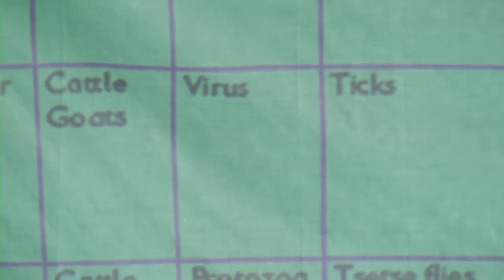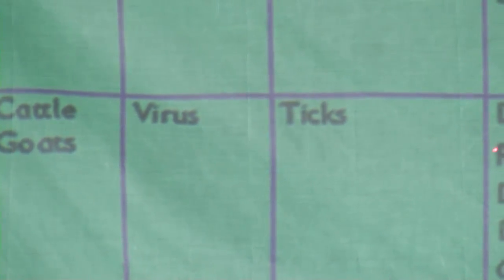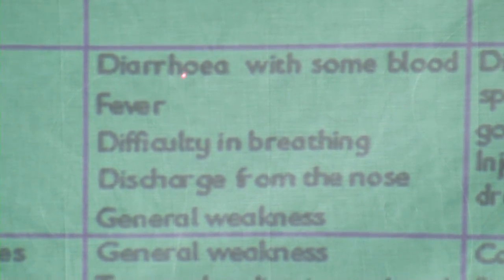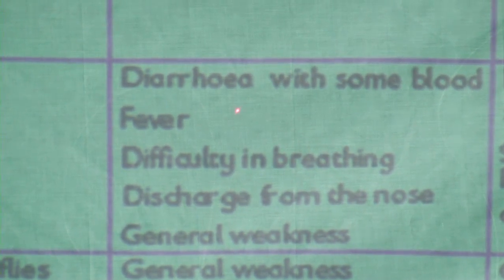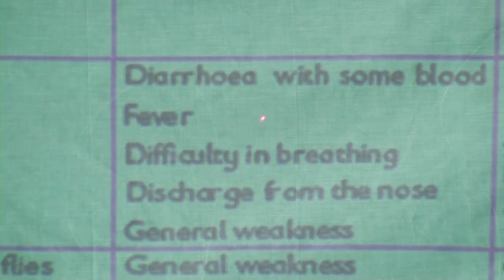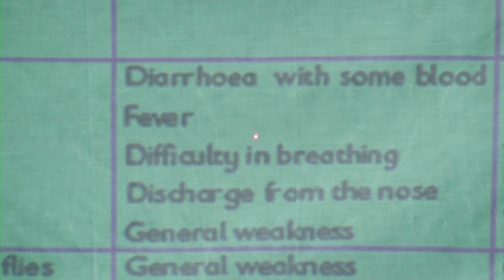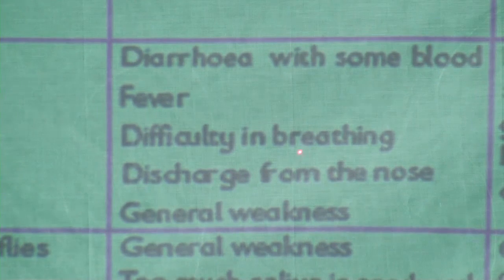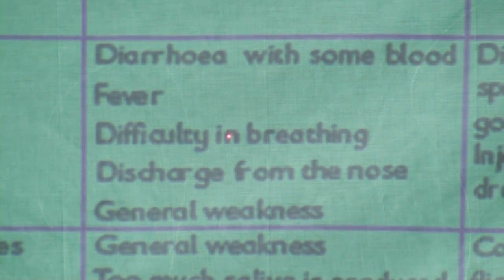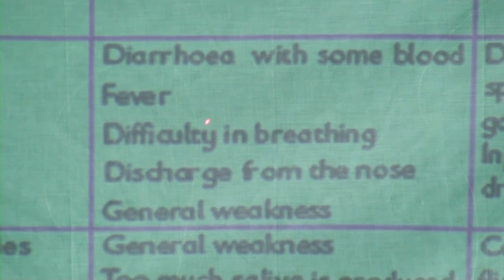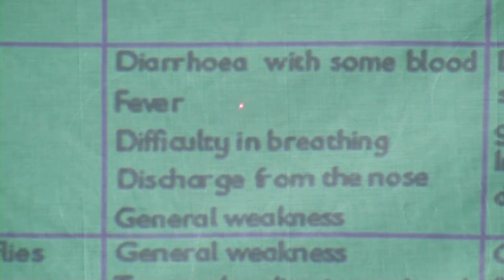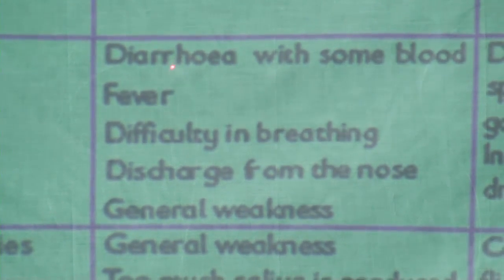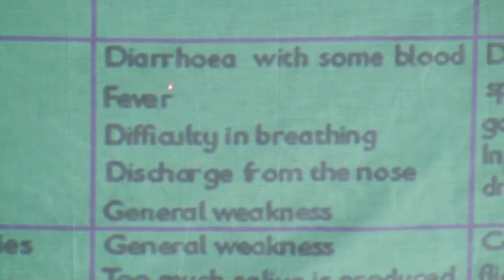When you go to the signs and symptoms, you can look at diarrhea with some blood. This is a sign because you can see it. Majorly, signs are seen physically, and you can see them on the body of animals. Then the symptoms, we measure their health in the body, like feeling a temperature or fever. Because you can't see fever, that becomes a symptom. But for the signs, majorly they are physically seen. So diarrhea with some blood is a sign in animals having East Coast fever.